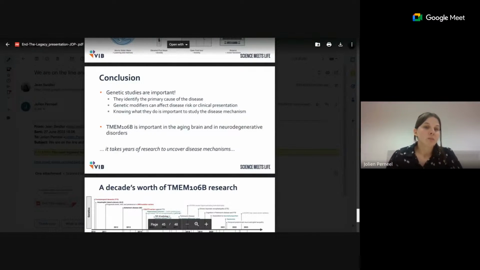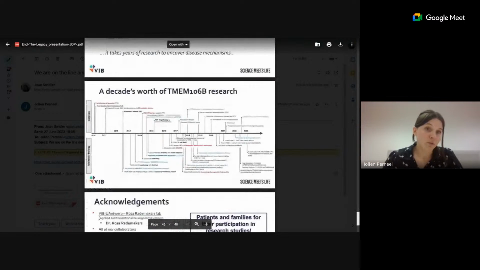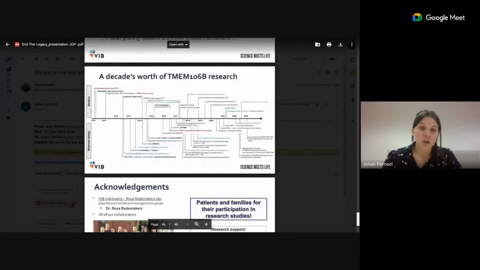So TMEM106B is very important in the aging brain and in neurodegenerative disorders like frontotemporal dementia. And while I have been able to give this presentation in a cohesive manner and in just one story, it actually took years of research to uncover this disease mechanism. So I will end with this graph representing a decade's worth of TMEM106B research, showing everything I have told you today, to really show the progress we have made, but also how long this actually took for us to know.